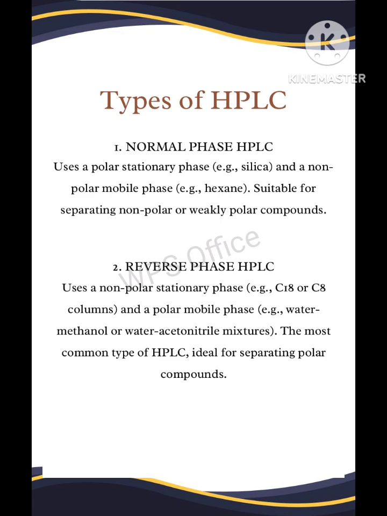There are five different types of HPLC. The first one is normal phase HPLC. It uses a polar stationary phase, for example silica, and a non-polar mobile phase, for example hexane. It is suitable for separating non-polar and weakly polar compounds.